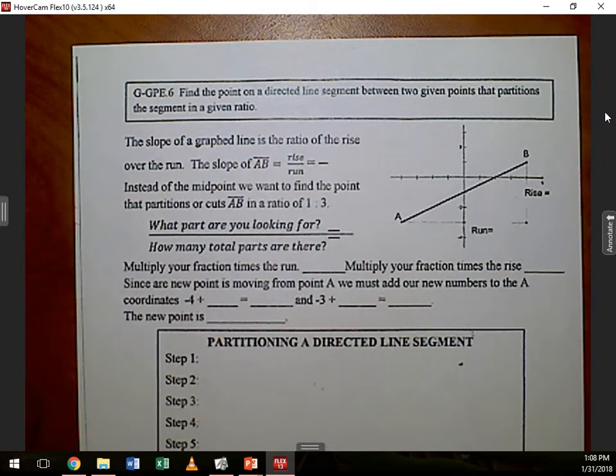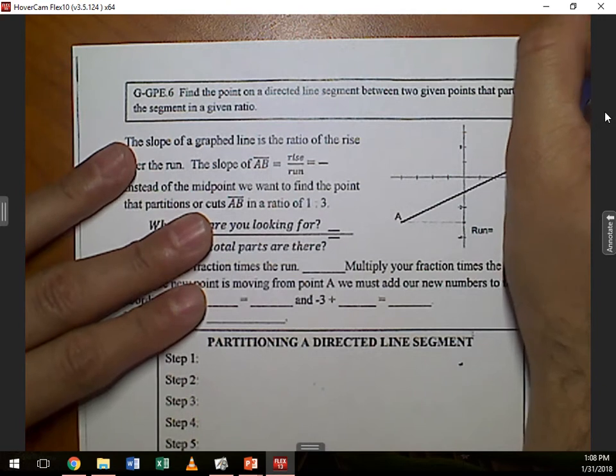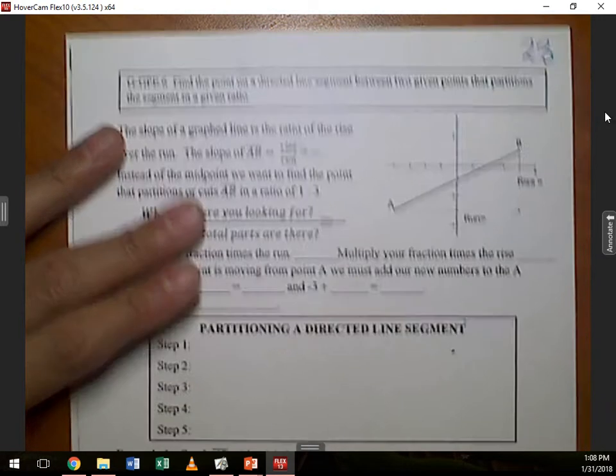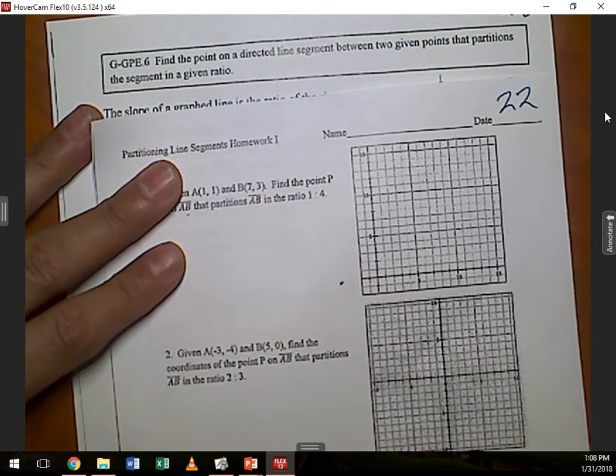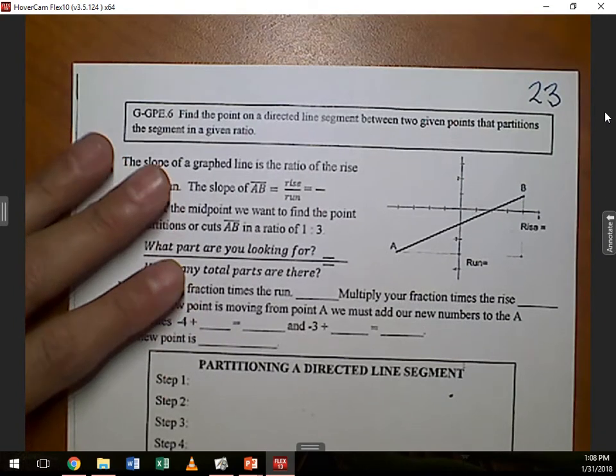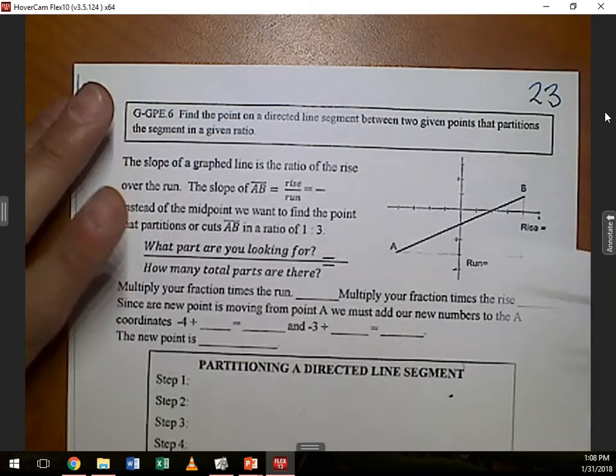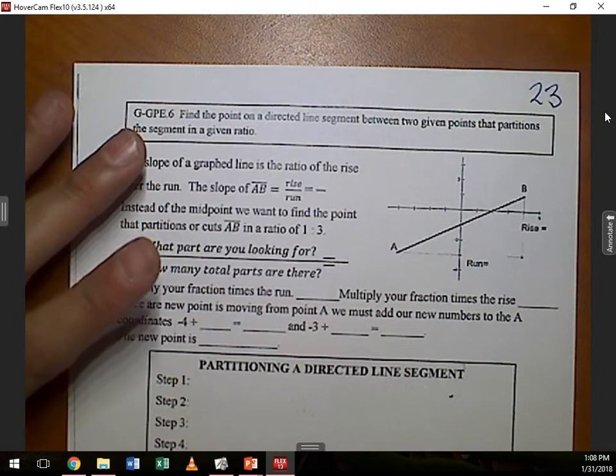Okay, so what page? This one should be 23? Yeah, 23 here, then that makes this one right here 22. You don't have this one? You don't have this one yet? Okay, I'm sorry. Master hasn't passed it out yet, so.